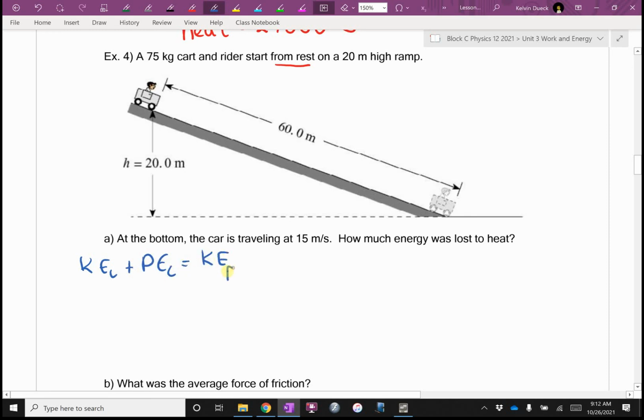Mr. Dewick, do I need to write out the terms that I know are 0? No, if you were clever enough to say, oh, they said from rest, so KE initial is 0. Oh, and I'm ending up on the ground, so PE final is 0. If on your first line, Rachel, you just wrote all of the potential energy initially is going to turn into kinetic energy and heat, I'm fine with that.